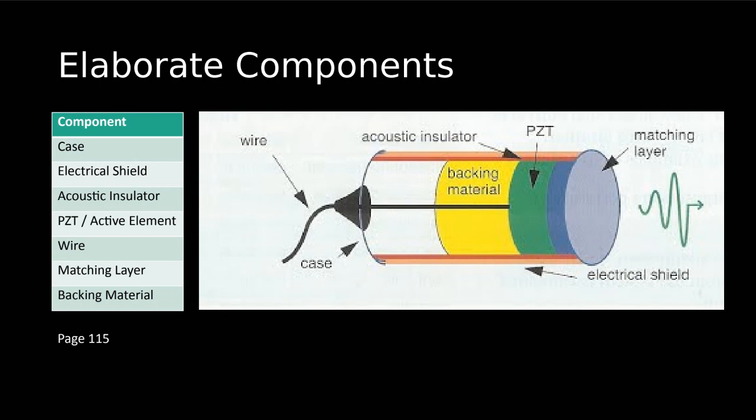So we have our case that's going to protect everything, the patient and the transducer. We also have an electrical shield, so that's going to make sure that we're not shocking our patient, right? Because we're converting that electrical energy into our sound energy. So we want to make sure that we're keeping everyone safe. We have an acoustic insulator, which we're going to be talking about. We have our active element or our piezoelectric material. We have our wire, which is connecting that to our electrical source. We have our matching layer, and we have our backing layer.